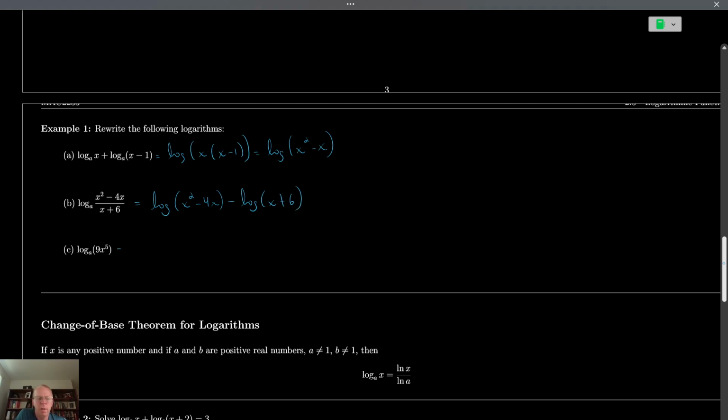And then last one, log of 9x to the 5th. So we have 9 times x to the 5th. So the 5th, it's important to remember, the 5th only applies to the x. It does not apply to the 9. If the 5th was outside the parentheses, then you could go ahead and put it in front of the log. But you can't if it only applies to one thing. So first we need to split this. So let's write this as log of 9 plus log of x to the 5th. Now we have x to the 5th, so we can bring that 5 in front of this one. So log of 9 plus 5 log of x.